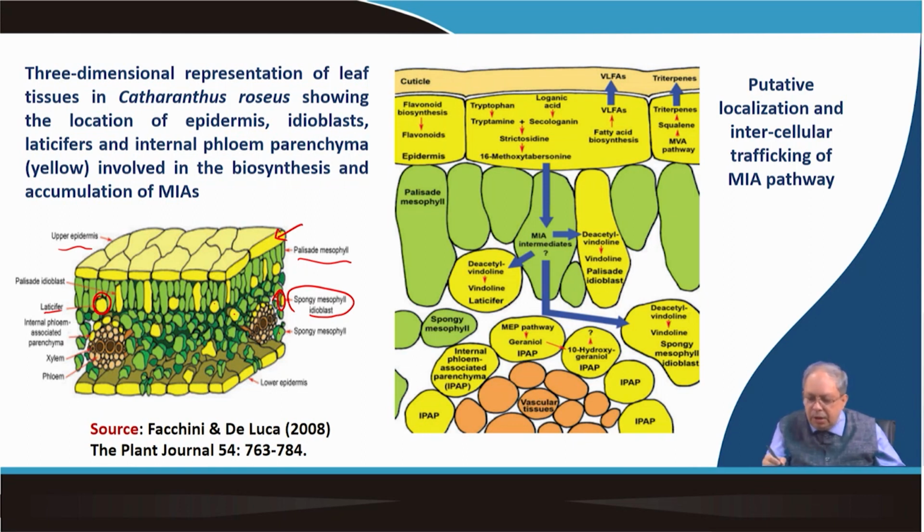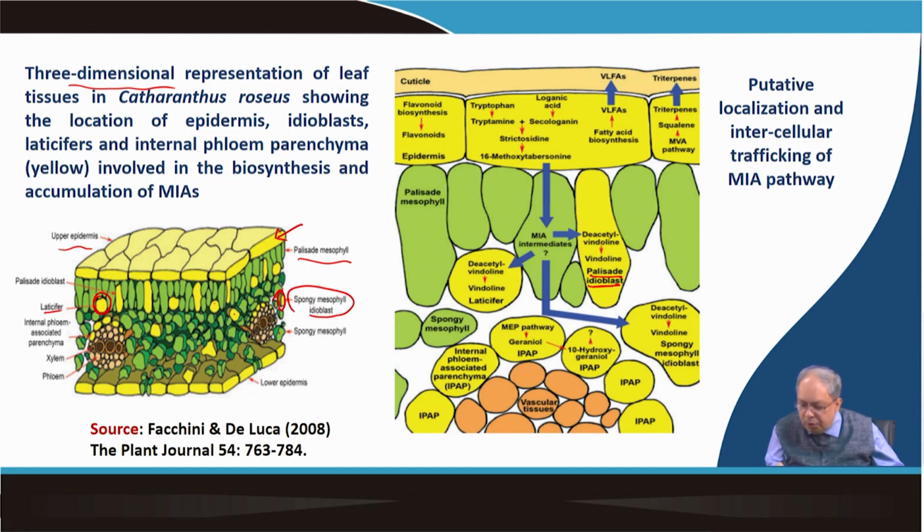This is a 3-dimensional representation on the left side, whereas the right side is a cross section showing that the epidermis plays an important role in the synthesis of these alkaloids, including the formation of 16-methoxytabersonine, which now moves to the palisade parenchyma, and from there to the palisade idioblast, the specialized cells where the conversion of deacetylvindoline to vindoline takes place.